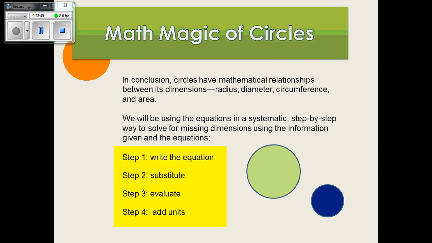And in our yellow box, this is our go-to step-by-step. Step 1, you're always going to write the equation. Step 2, you're always going to show the substitution. Step 3, you'll show me what came out of there when you did the math. And step 4, you're going to add the units. I think that if we go forward with this systematically, step by step, we are all going to be successful and happy.